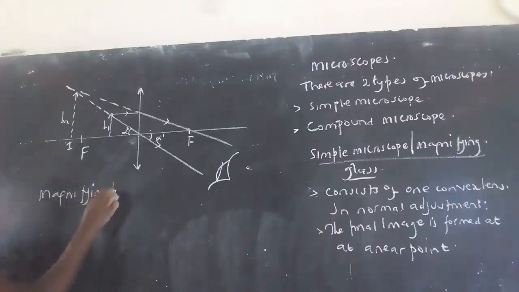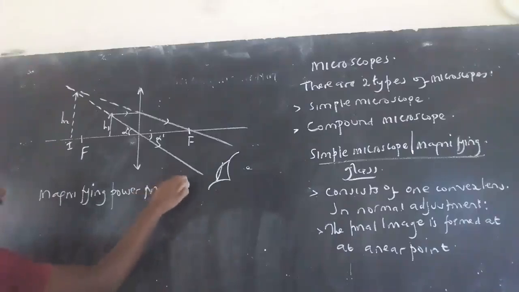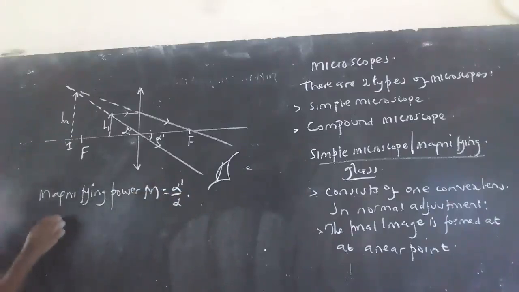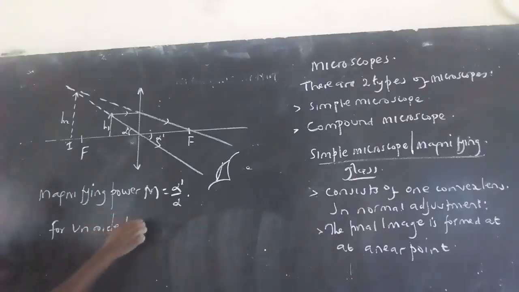Magnifying power is the angle subtended by the final image to the angle subtended by the object when there is no instrument. Then for unaided eye, we shall have something of this nature. For unaided eye, something of this nature. Okay? Then here we shall have this.